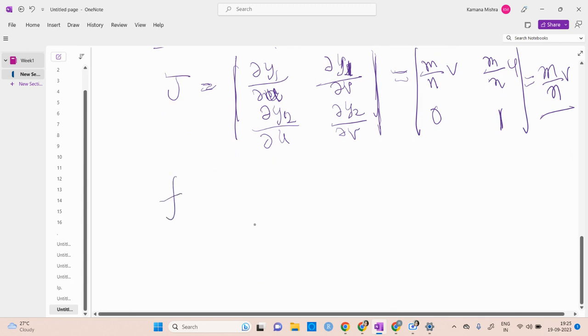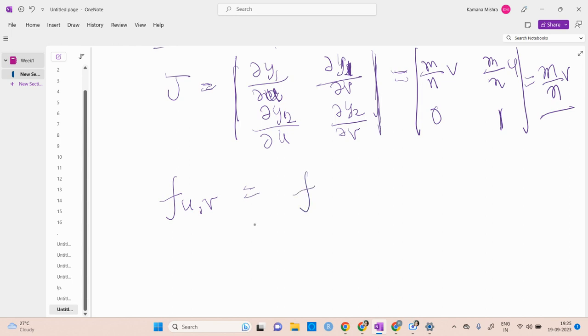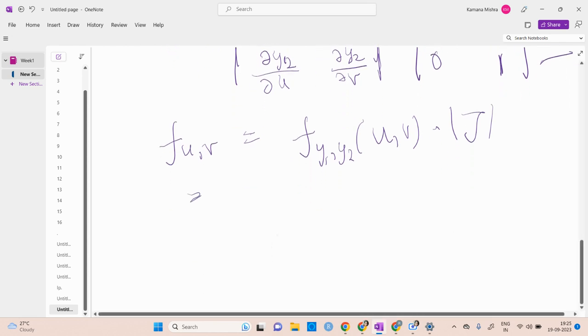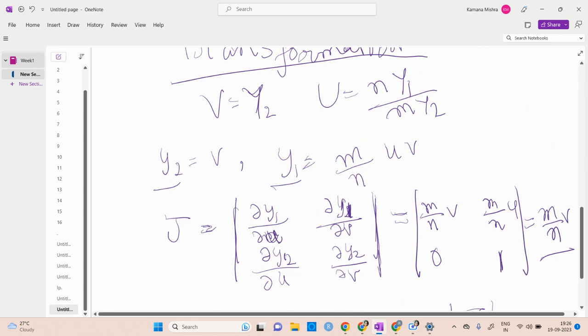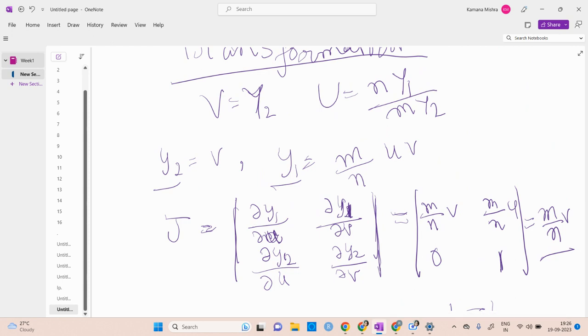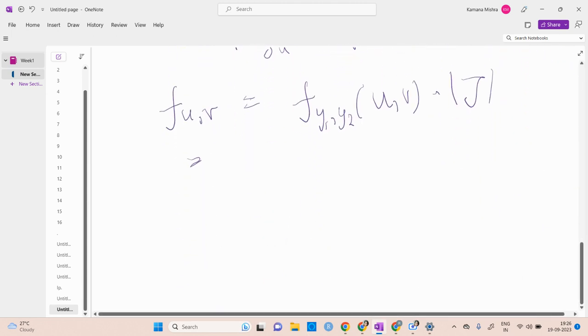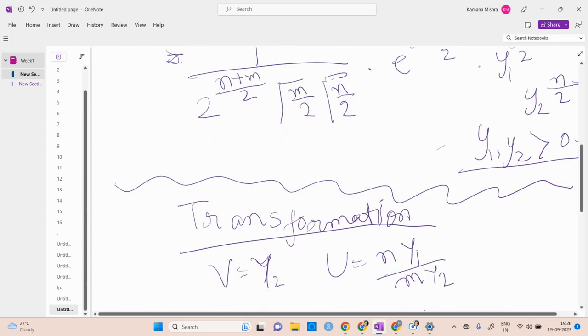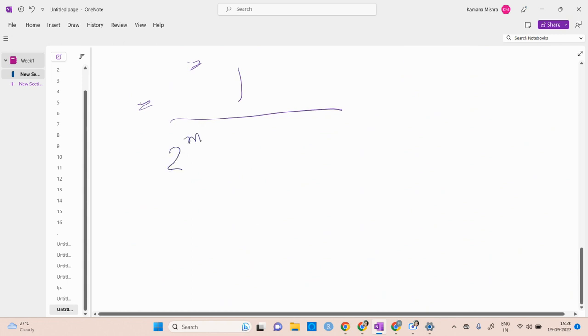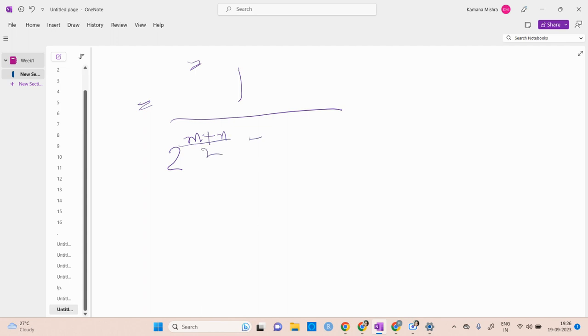So f of u v is what? F of this y1 and y2, but in terms of u v we write, and then this mod of Jacobian. So now you will have e to the power y1 plus y2 upon 2. So y1 plus y2 upon 2 will be what? m u v plus n v divided by... So firstly, these terms will be the same where there is no y1 and y2. So this will be the same, 2 to the power m plus n upon 2 gamma m upon 2 gamma n upon 2. That will be same.